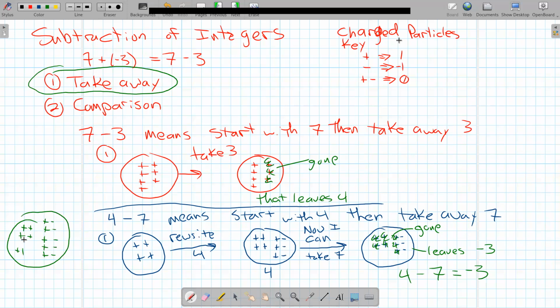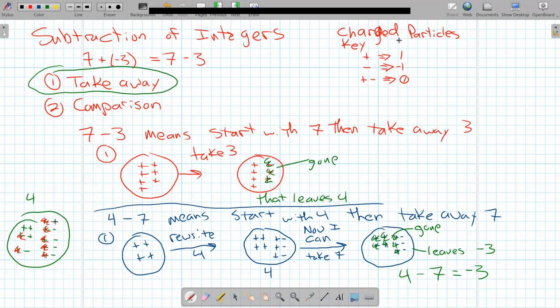So this set right here, oops, my negative is in the wrong direction. This set right here is still a 4 until I start taking stuff away, and then I just start taking my 7 away. So I would take away, say, this one here, and that one there, and that one there. So 1, 2, 3, 4, 5, 6, 7, and then I got to figure out what's left.